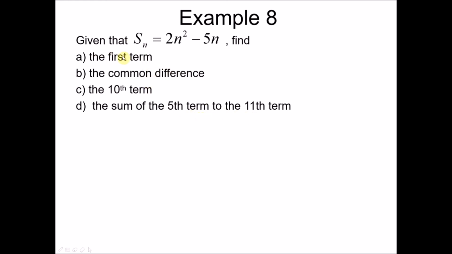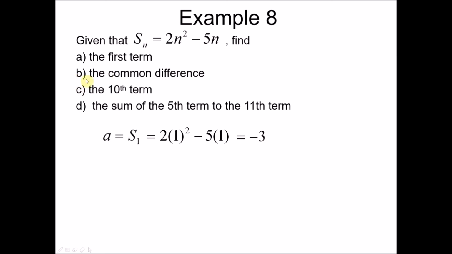Okay, the first term is A. Notice that the sum of the first term is also equal to A, because A equals the first term. So when you sum up the first term only, it actually means the same thing. This is important: A equals S1 or T1. So if n is 1, we just substitute n with 1. You get 2 times 1 squared minus 5 times 1. Calculate the values, you get negative 3. So we find A equals negative 3.